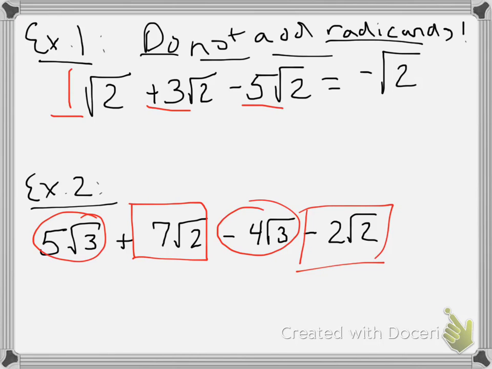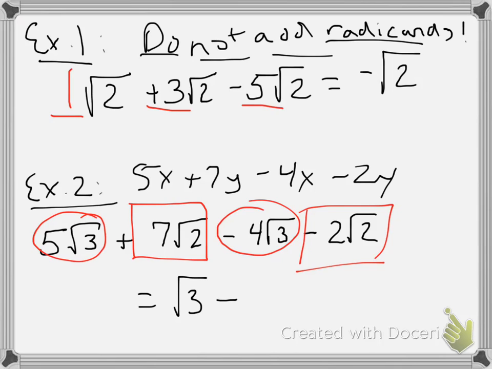So this is kind of analogous to saying 5x plus 7y minus 4x minus 2y. It's almost the same problem, but the x's and y's are now radicals. So our final answer would be root 3, because 5 minus 4 is 1, plus 5 root 2, because 7 minus 2 is positive 5.